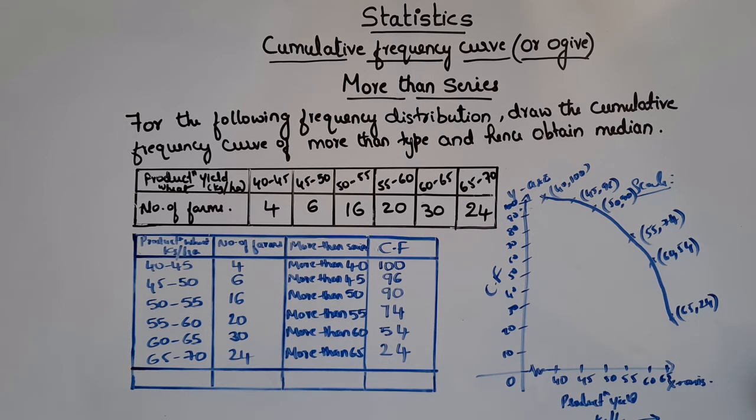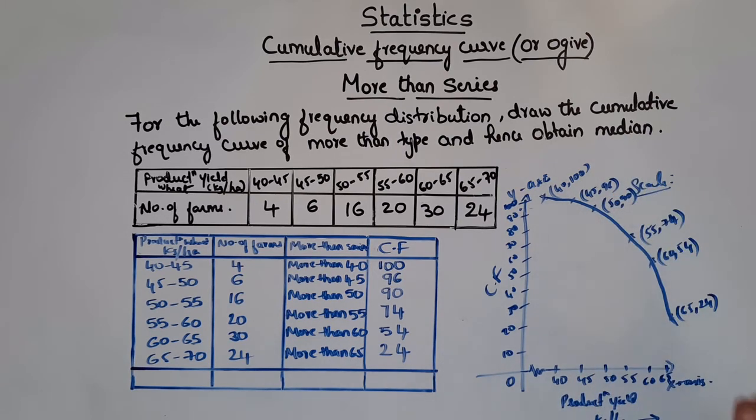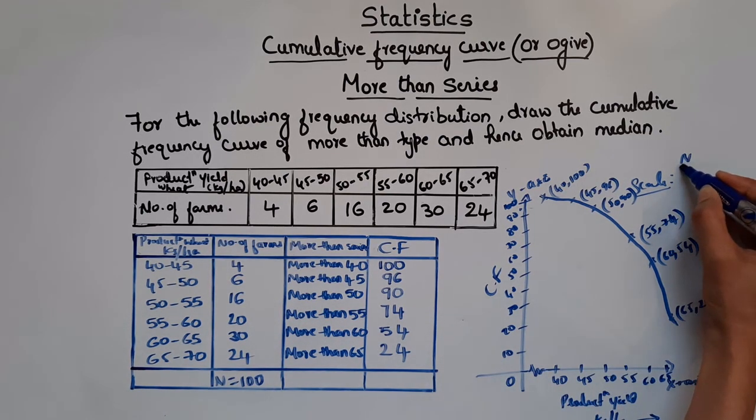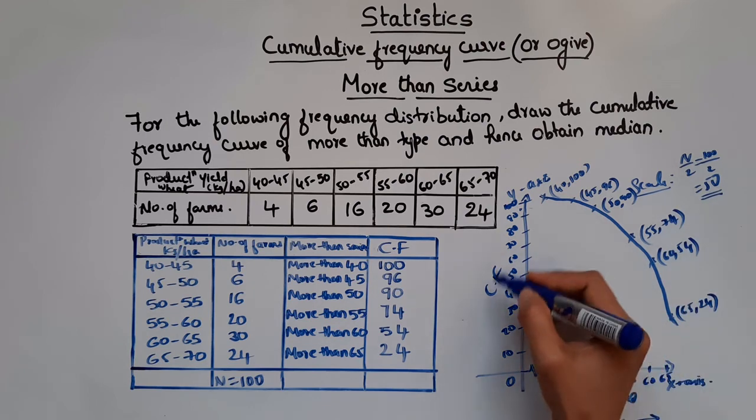Alright. Here they have also asked us to obtain median. So how to find median? For that you have to see n by 2 value. What is n? N is nothing but is our total frequency. So here n is, when you add all these terms, this will give you 100. So n by 2 will be, so let me do here. So here n by 2 is 100 by 2. So this is 50. So this 50 you will mark on your CF.